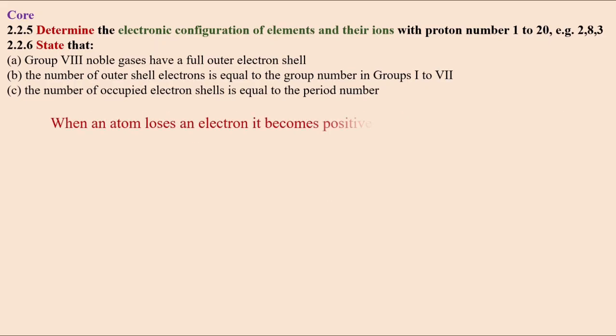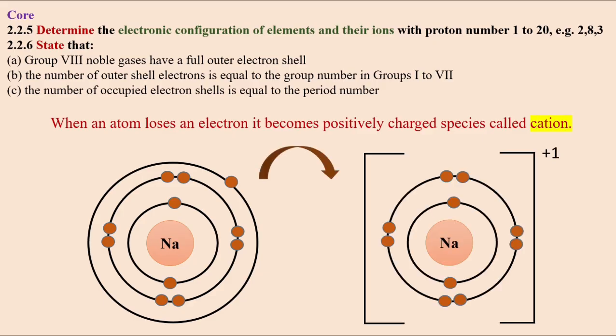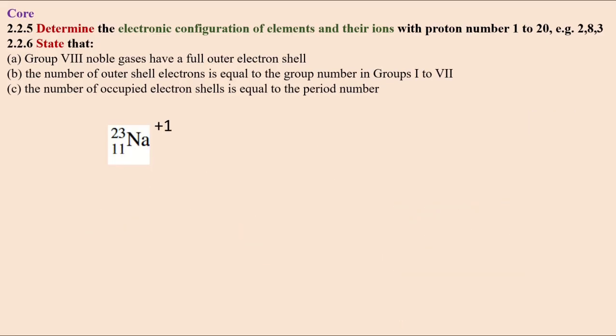When an atom loses an electron, it becomes a positively charged species called cation. Let's look at this example, sodium atom, which when it loses an electron will become a positively charged species called cation. Sodium ion has +1 charge. Let's calculate its number of electron, proton and neutron.